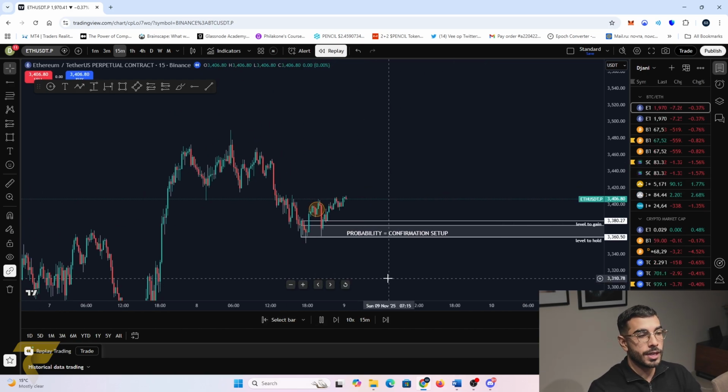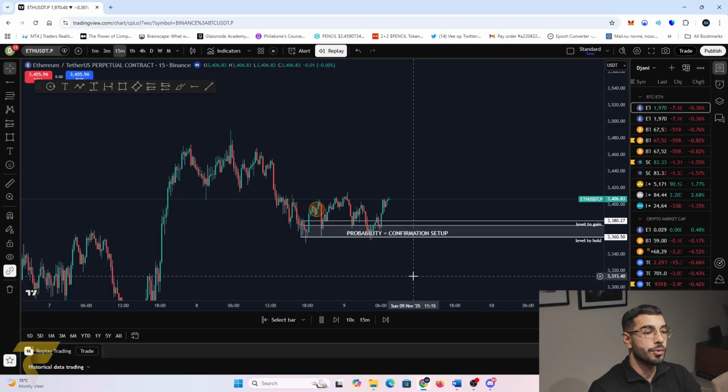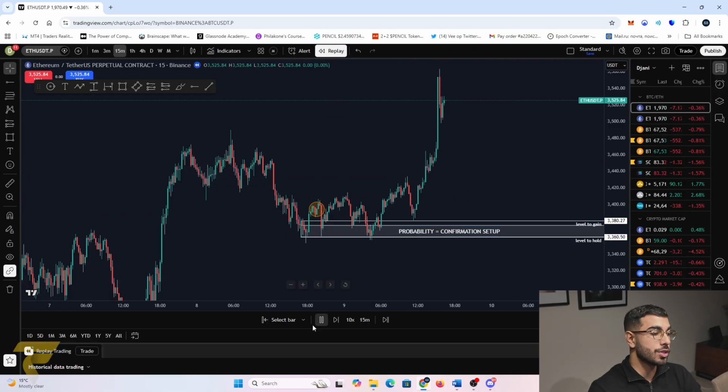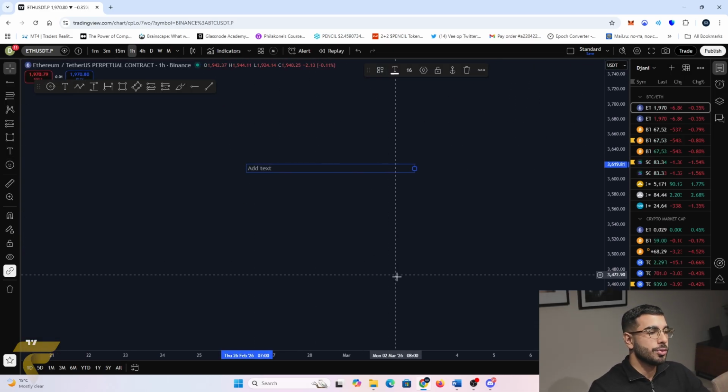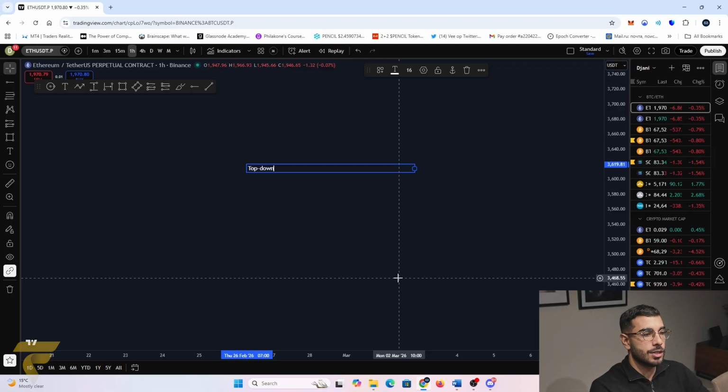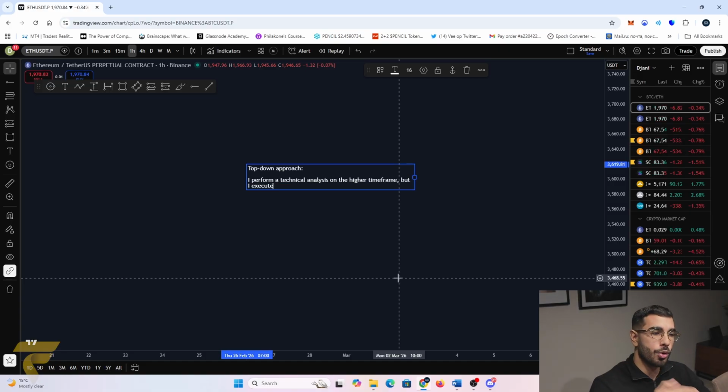And as you can see here, eventually it results in a beautiful reaction that goes all the way up. So long story short, and this is something that I pretty much trade as well, I don't want to invent words, but this is what is called a top-down approach. This is pretty much what I do myself. I usually perform a technical analysis on, let's say, the 1 hour or the 4 hour. So I perform a technical analysis on the higher time frame, but I take trading positions on the lower time frames.